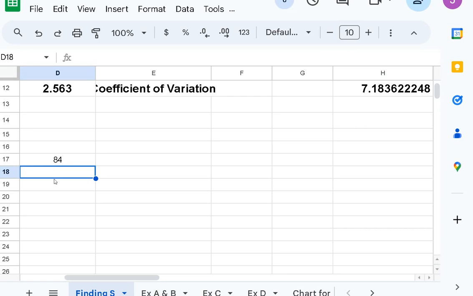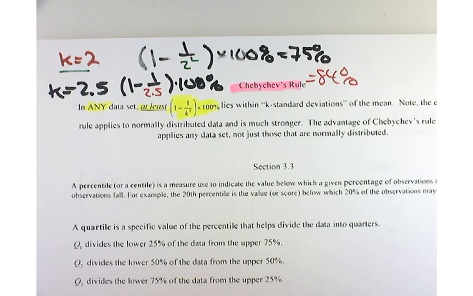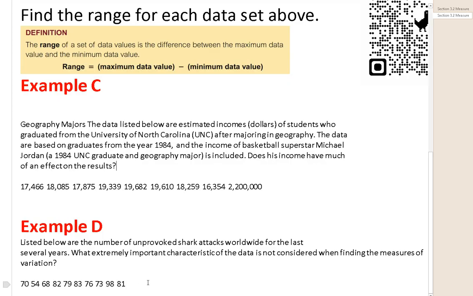Not bad, not bad. And if you did 3, you'd find about 89% of your data, etc. So Chebyshev's rule is kind of nice. Helps you figure out what percentage of data, no matter what, should be within so many standard deviations away from the mean.